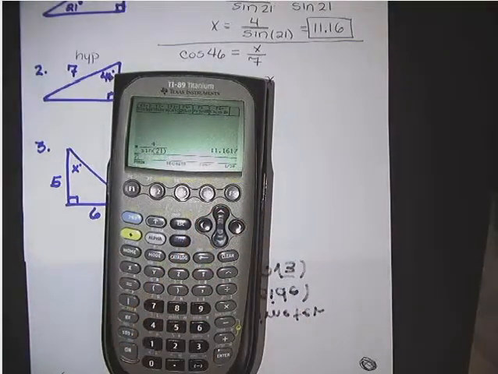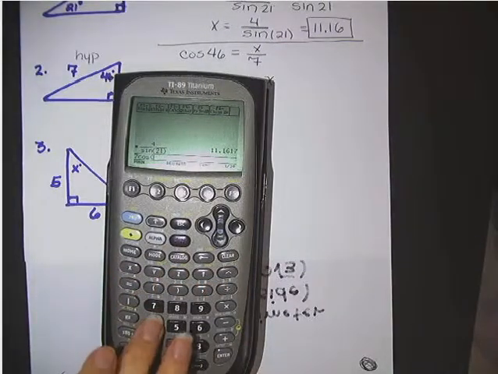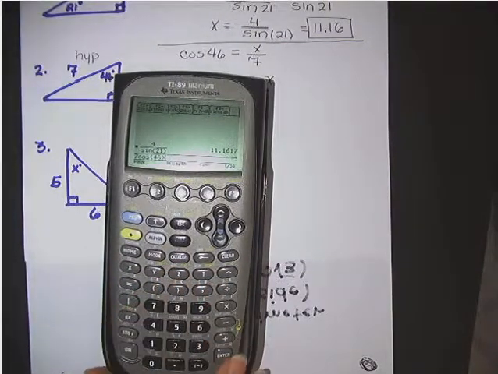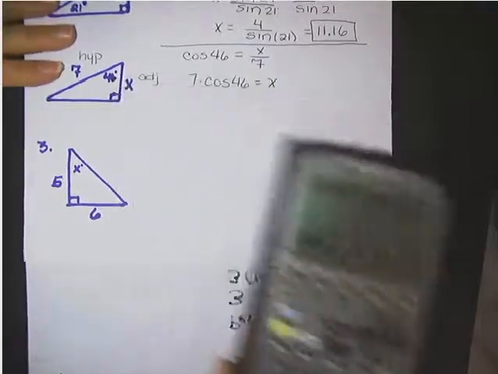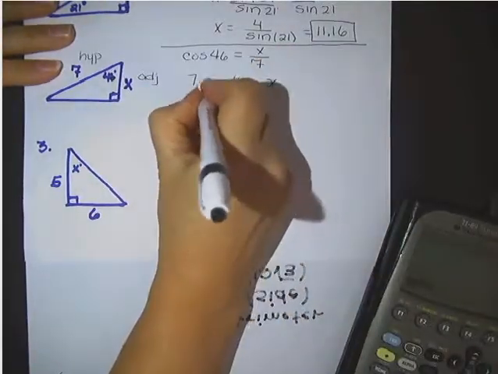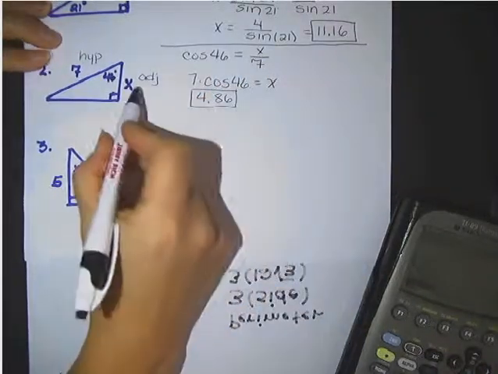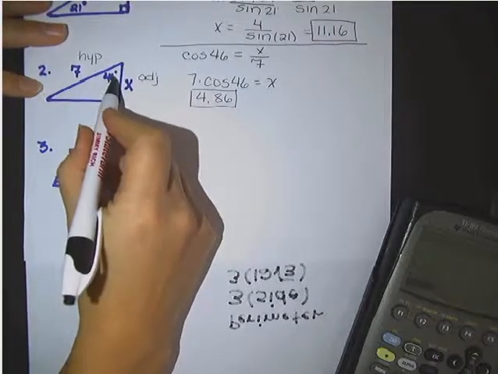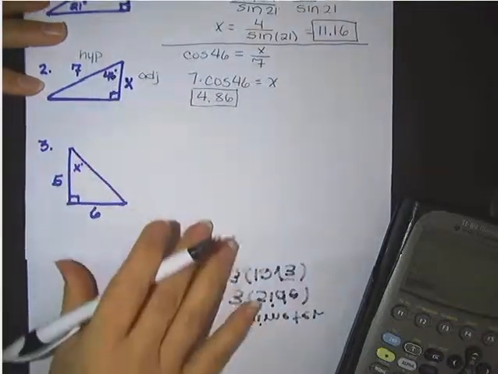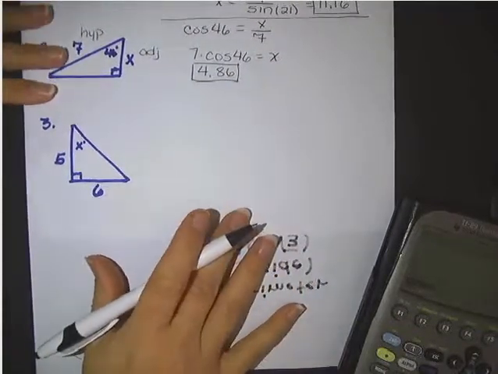7 times the cosine of 46. And it looks like we get 4.86, rounded to the nearest hundredth. And that's the length of that side. Now we could use Pythagorean theorem to find the third side if we wanted to, or use sine equals opposite over hypotenuse.